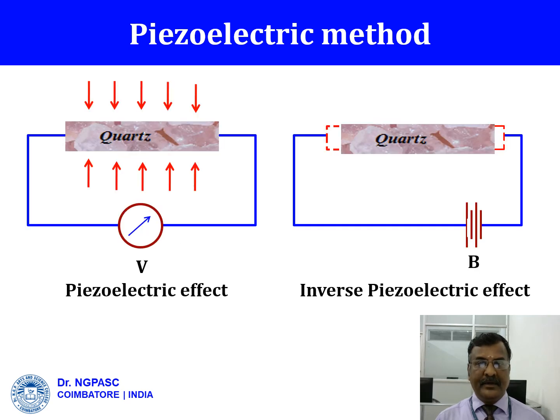The concept of piezoelectric method. Before that, let us see about the sound. Sound in general has two categories. One is classified as the audible sound. The frequency of the audible sound is from 20 Hz to 20,000 Hz.